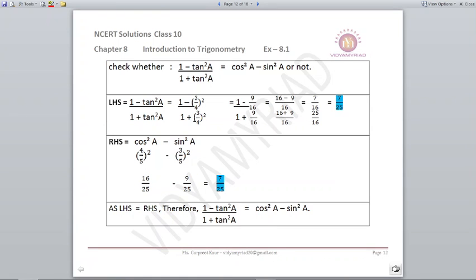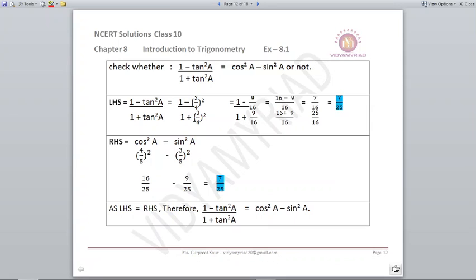Now we are told to find out whether 1 minus tan square A upon 1 plus tan square A is equal to cos square A minus sin square A or not. So first we will use the left hand side. Our left hand side is 1 minus tan square A upon 1 plus tan square A.